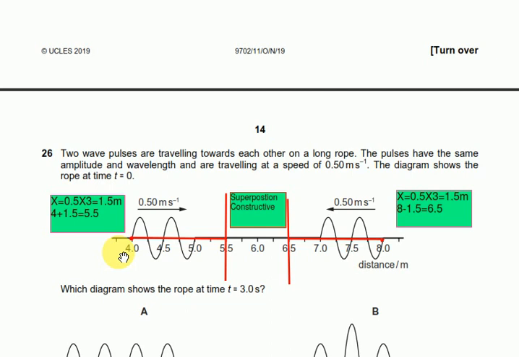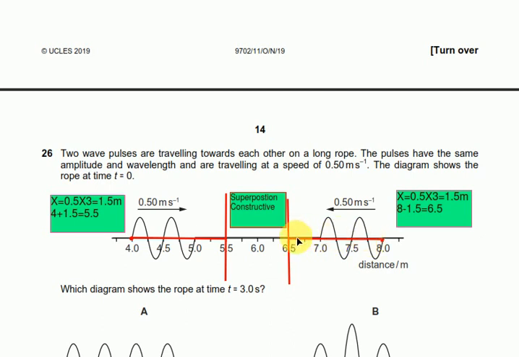Now we will use the formula distance equals velocity into time. Velocity is 0.5, time is 3, so 0.5 into 3 is 1.5 meters. So this point after 3 seconds would move to 4 plus 1.5. This is 5.5 over here. What about this point, 8? It will move over here, but how much? X equals velocity 0.5 into time 3 seconds, so it is 1.5 meters. So this would be 8 minus 1.5, which is 6.5 over here.